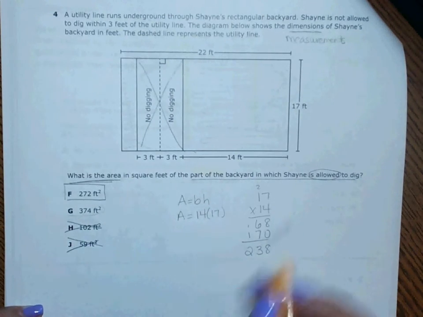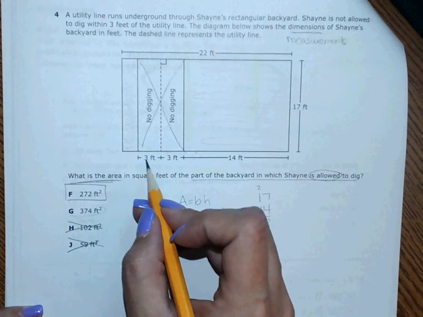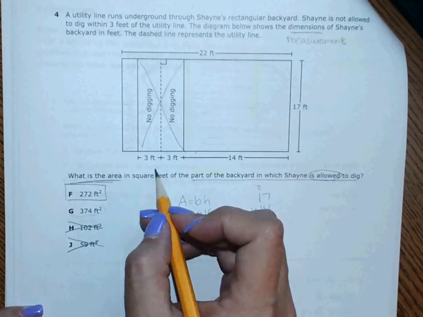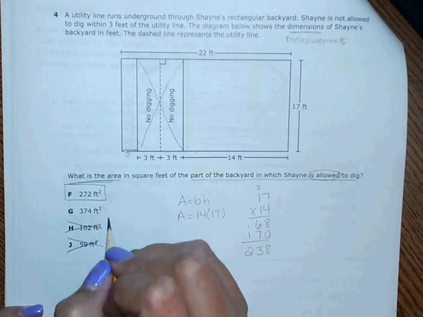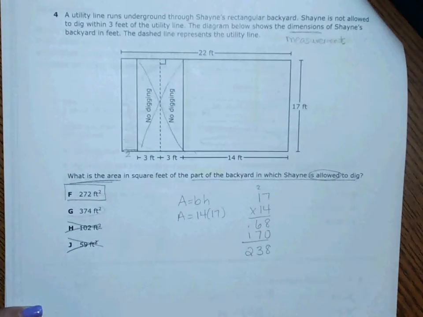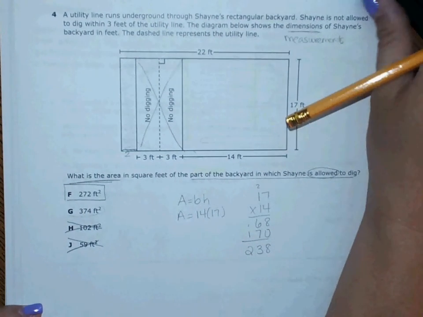Now if you really wanted to, you could figure out that this 14 plus this 6 makes what, 20? That leaves with 2 feet as a measurement here, and that would be 2 times 17. And you could work that out, add it with your 238, and get your 272.